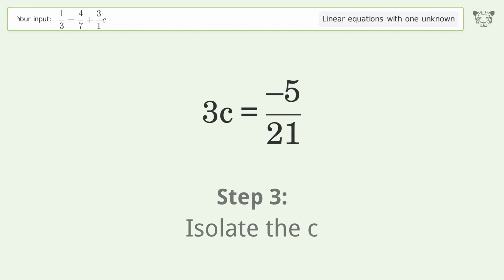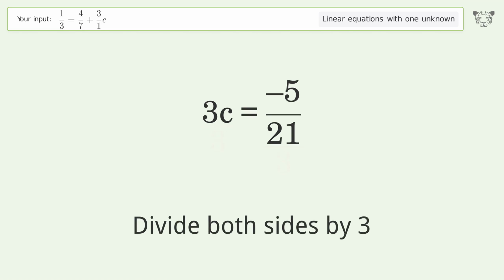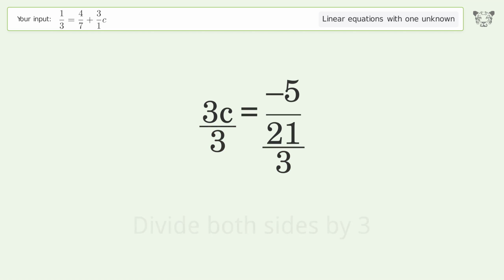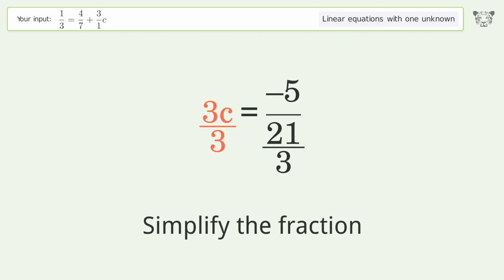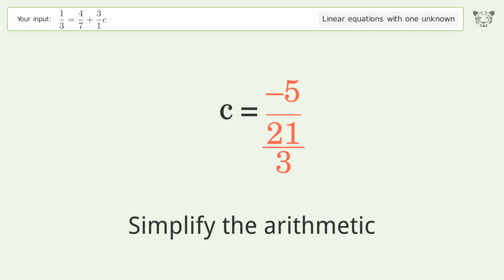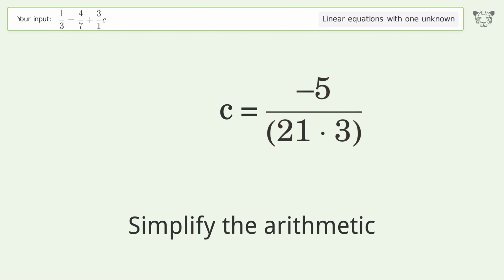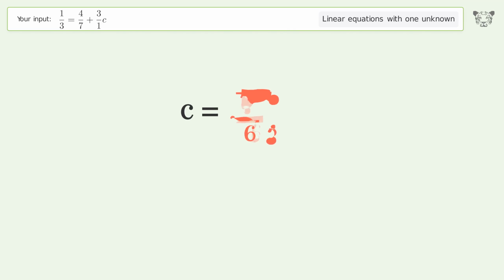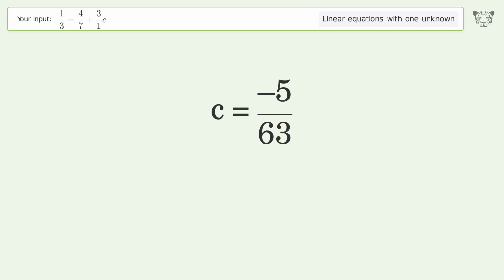Isolate the c. Divide both sides by 3. Simplify the fraction. Simplify the arithmetic. And so the final result is c equals -5/63.